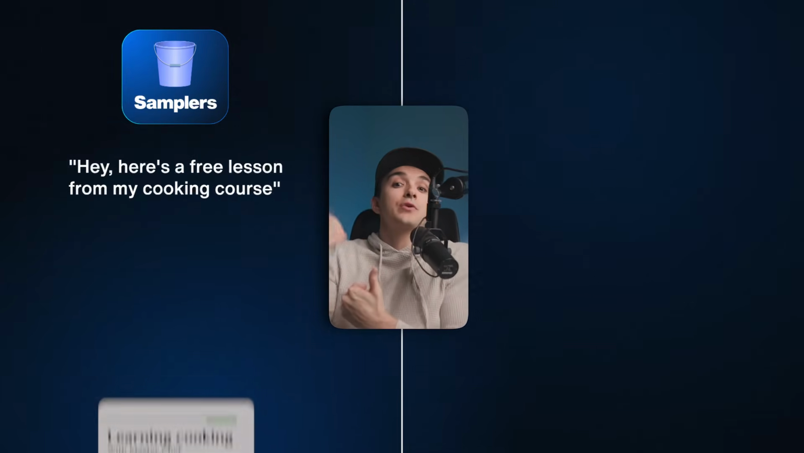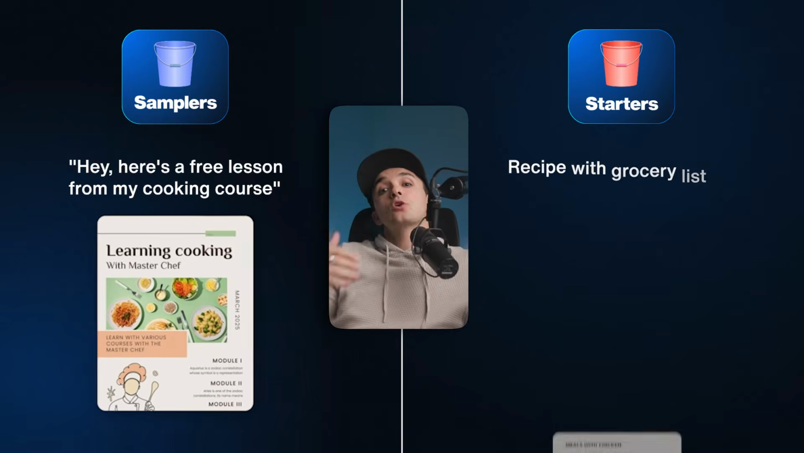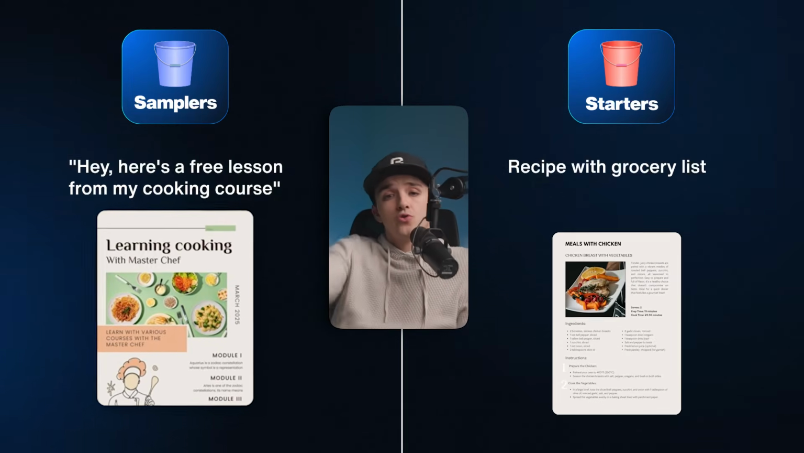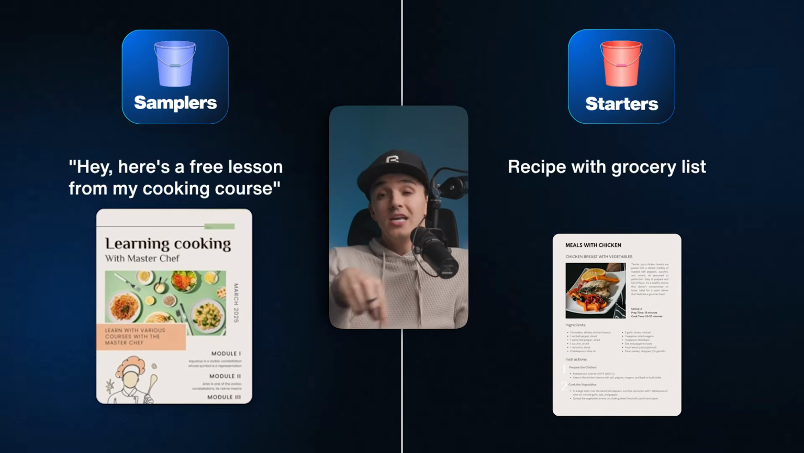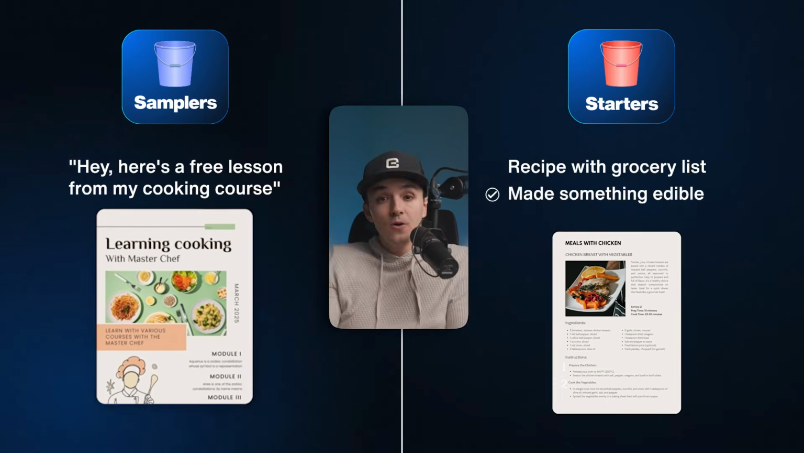Think of it like learning how to cook. If you want to eventually master the whole kitchen, but you've never cooked a meal in your life, a sampler, the one before this, might look like, hey, here's a free lesson from my cooking course. A starter, however, would be, here's a single recipe with a grocery list. Make this dish tonight, just this one.